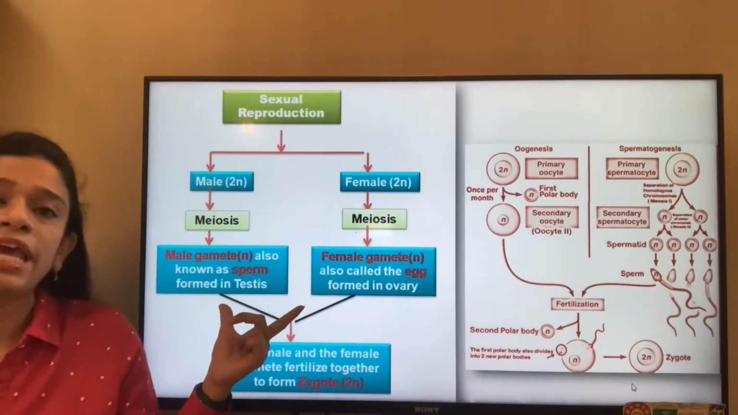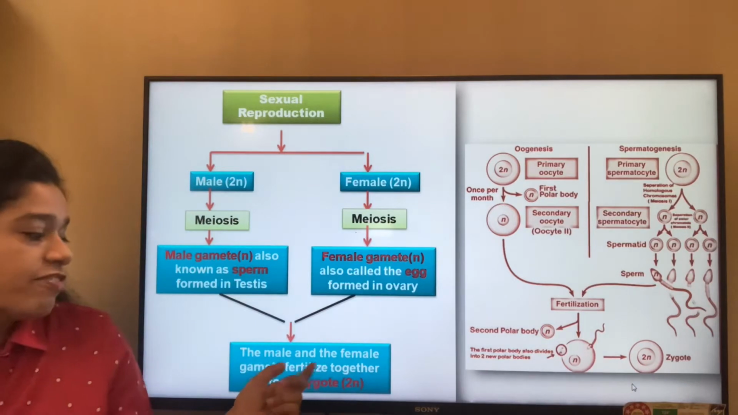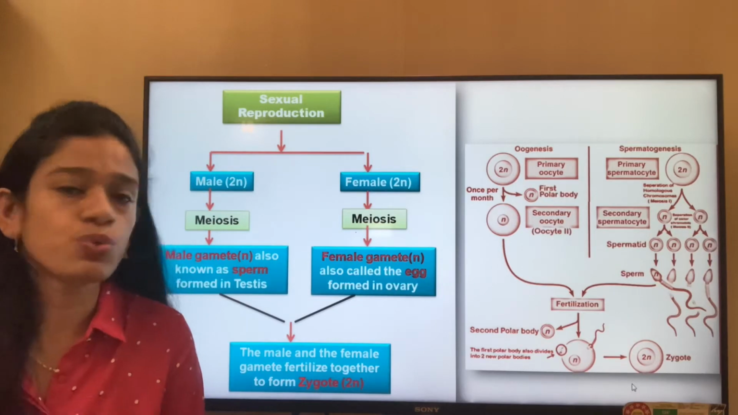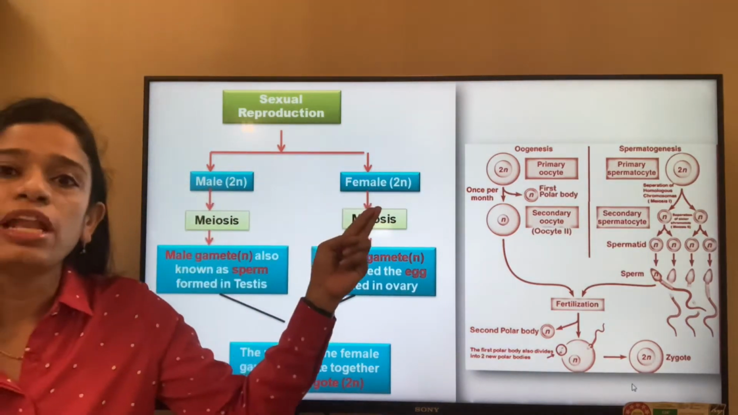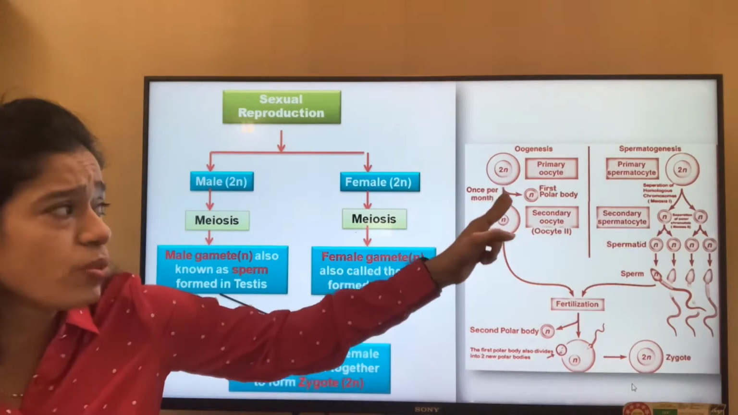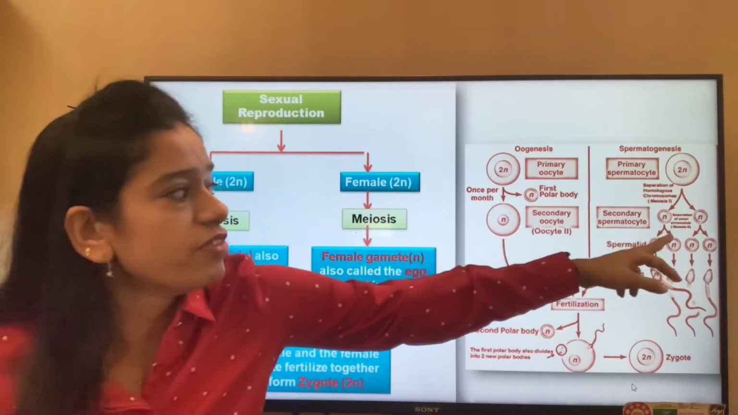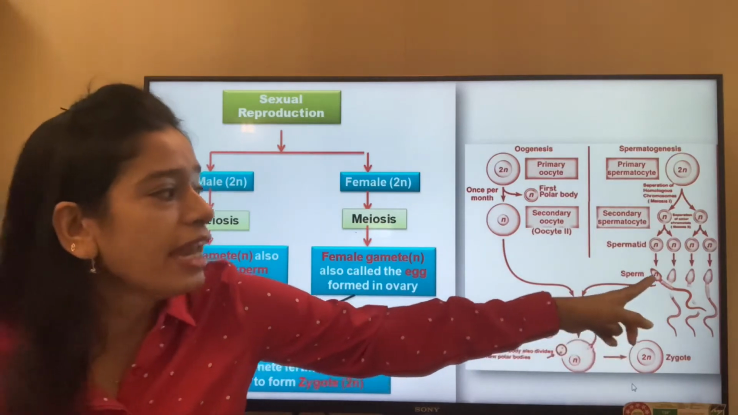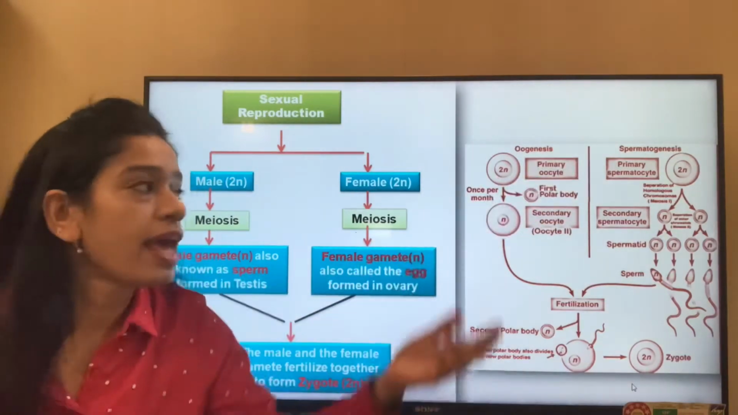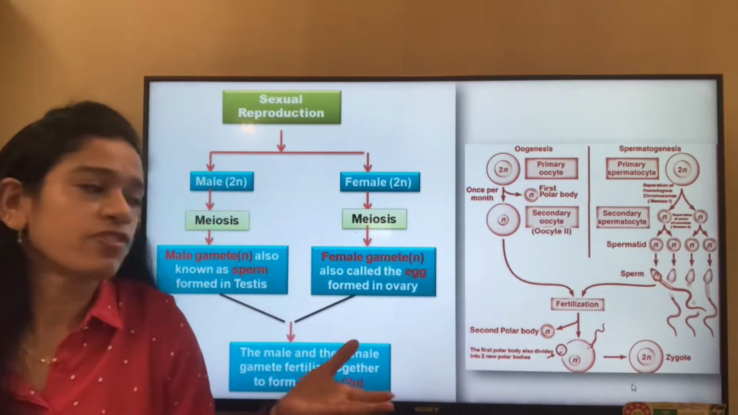And finally, the male and the female gamete fuse together, or get fertilized, and form the zygote, which again comes to 2N, that of the initial male or female. Here you can see this 2N gets divided into N due to the process of meiosis. Even here, due to meiosis, it gives rise to sperm, so it is called spermatogenesis, and this gives rise to egg, so it is called oogenesis.